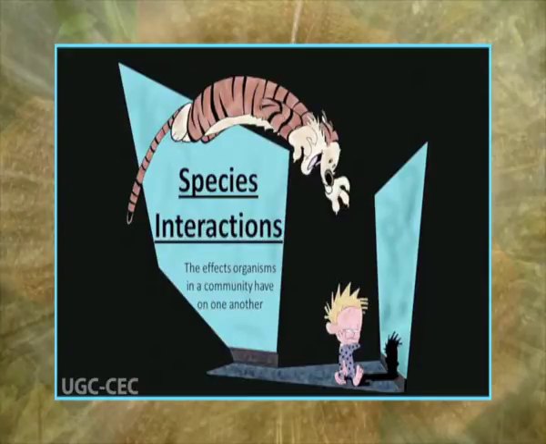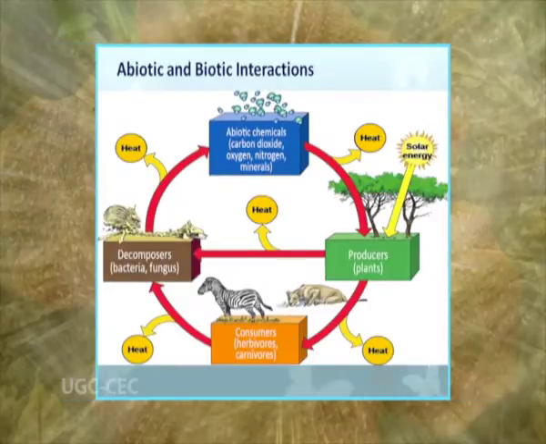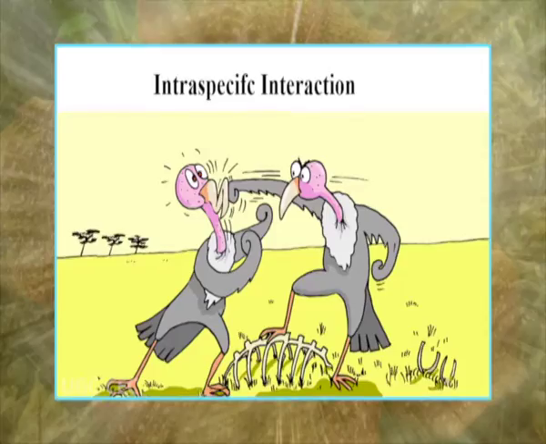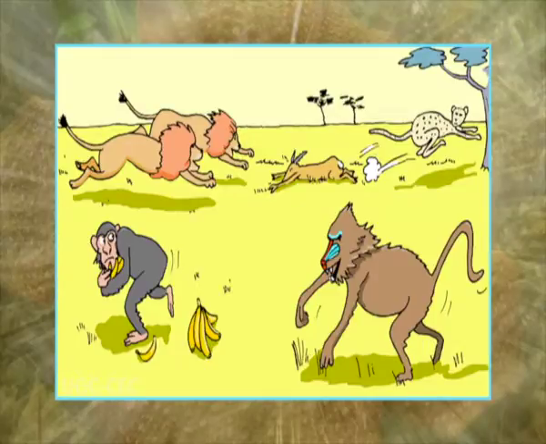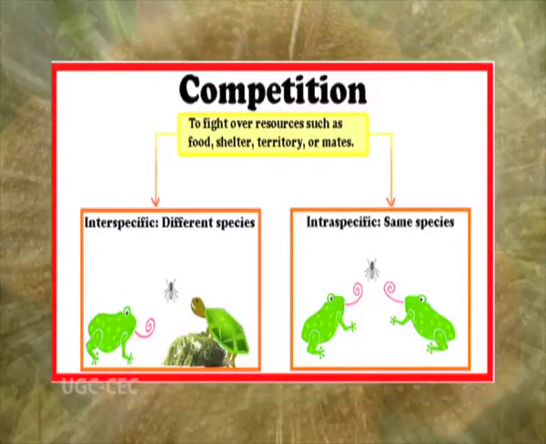Population interaction refers to the effects that organisms in a community have on each other. Since all living organisms in an ecosystem are interdependent, the associations existing between them influence their survival and the functioning of the ecosystem as a whole. Interaction can either be within a single species, known as intraspecific interaction, or between different species, known as interspecific interaction.